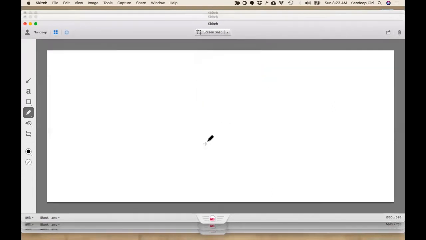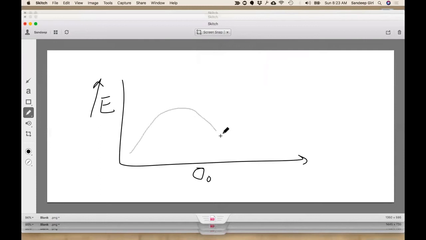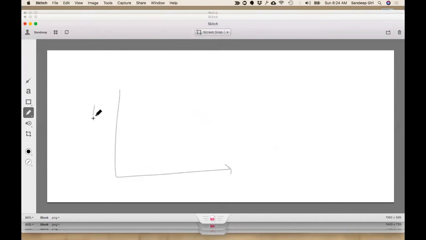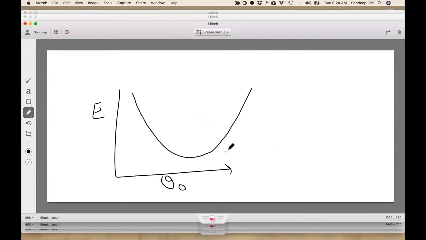I'm going to draw another one. Imagine that this is your error and this is your theta naught, right? So this is my error, and this is my theta naught. Imagine that as theta naught is increasing, the error is dropping, and then it goes up, right? So we have to find out this value of theta. What is this value of theta where error is minimum?